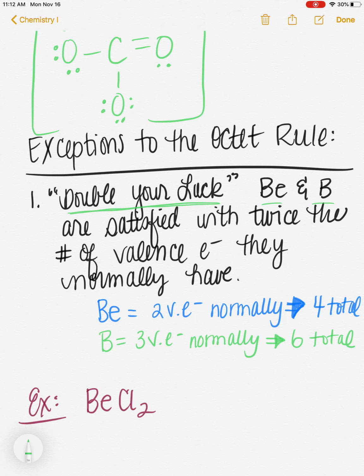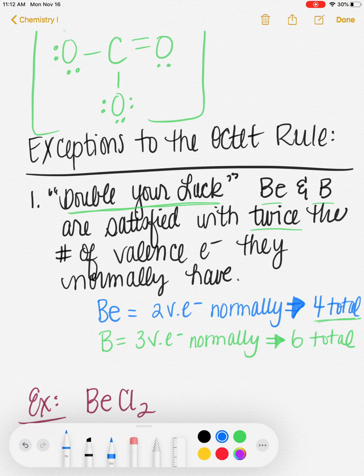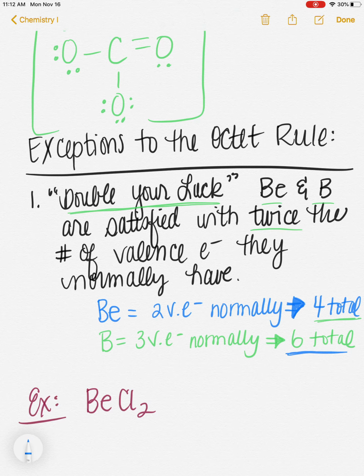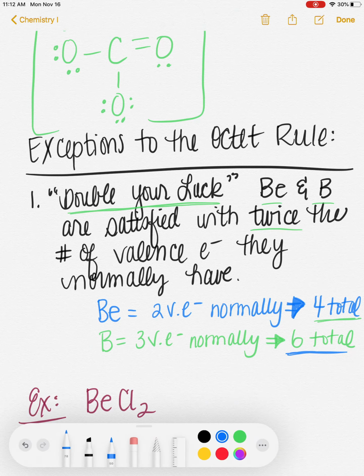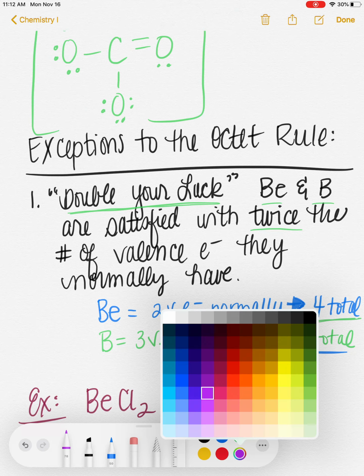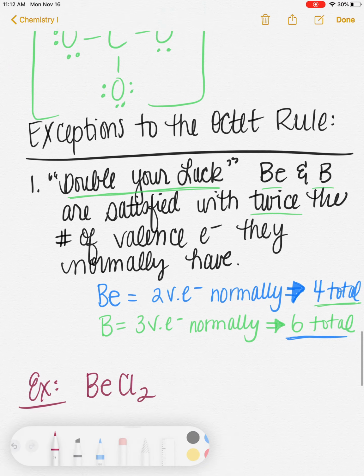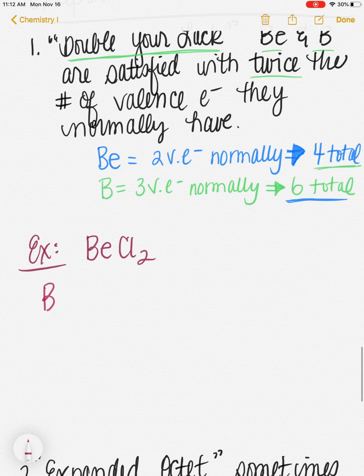They are satisfied when they end up with twice the number of valence electrons that they started with. So instead of needing 8 total valence electrons, sometimes they can be stable by just having twice what they start with. So if you look, beryllium's in the second column, so it normally has 2 valence electrons. It will be considered stable if it ends up with 4 valence electrons. Boron is in the third column, so as long as it doubles its 3 to 6, it can be considered stable. So the example that I would like for us to go through is BeCl2.